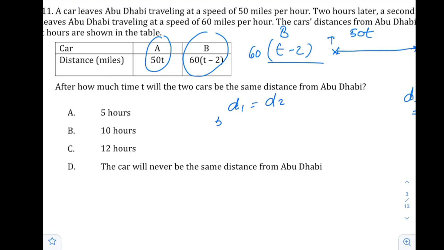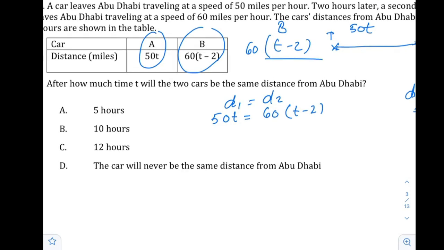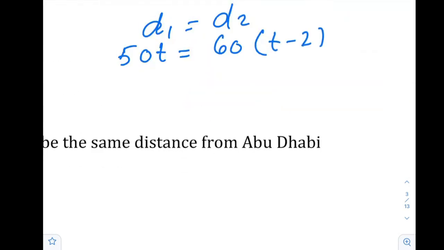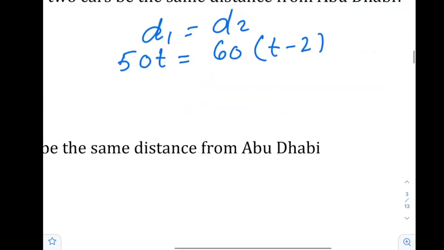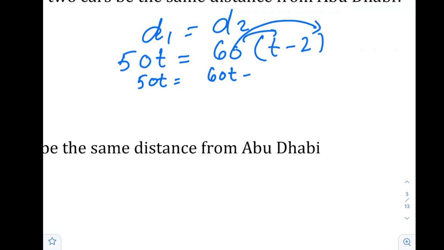So all you need to do is to solve the equation for t. If you have a bracket, you need to get rid of the bracket first. So it is 60t minus 60 times 2, which is 120. Bring the 60 there. 50t minus 60t is negative 10t.